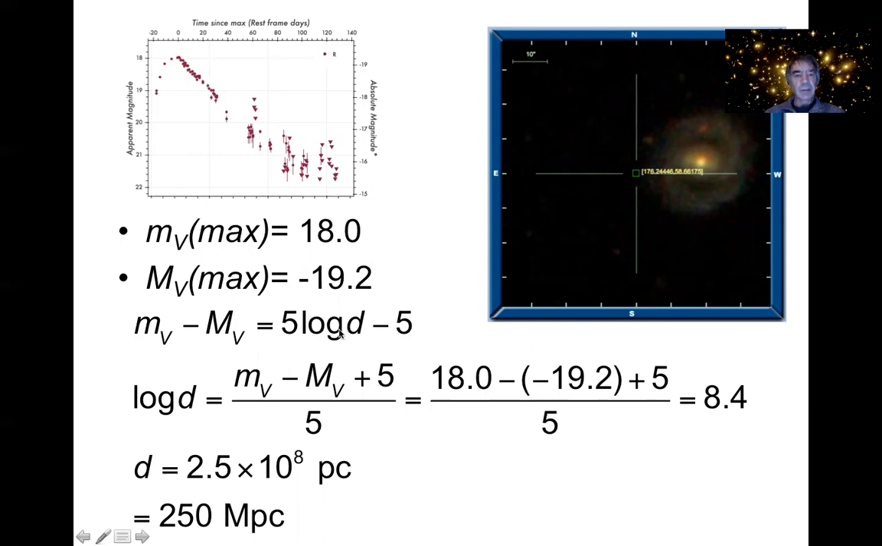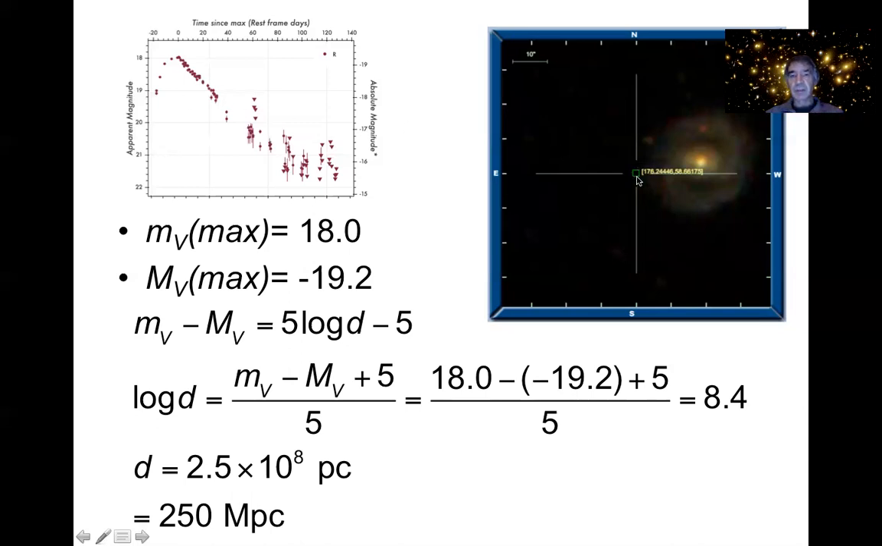Then again, we just need to apply this formula and put in the numbers, and you'll see the distance you get is now 250 megaparsecs. This is 20 times further or so away than the Virgo cluster. So we're really stepping out into the universe now. And here is the picture of the host galaxy where this supernova went off.